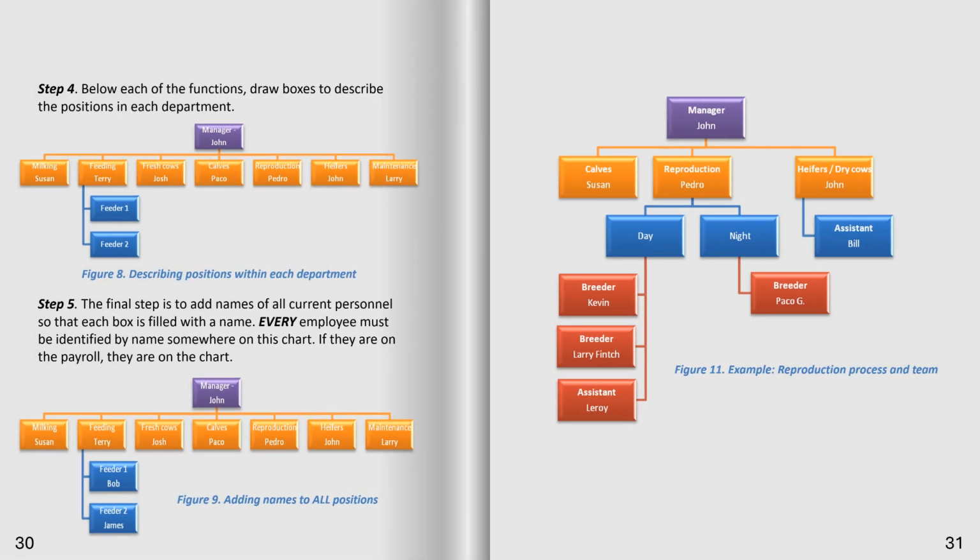Step 4. Below each of the functions, draw boxes to describe the positions in each department. Step 5. The final step is to add names of all current personnel so that each box is filled with a name. Every employee must be identified by name somewhere on this chart. If they are on the payroll, they are on the chart.